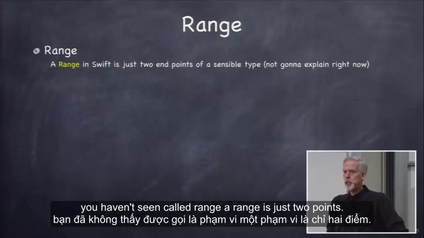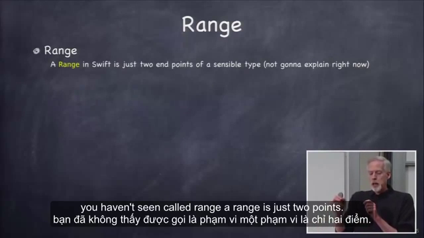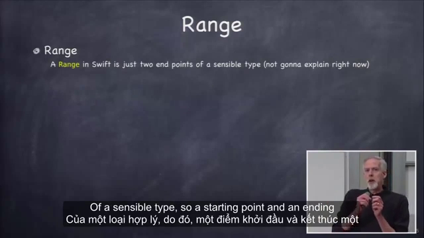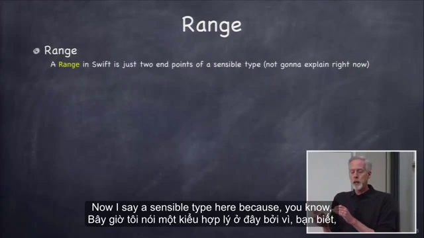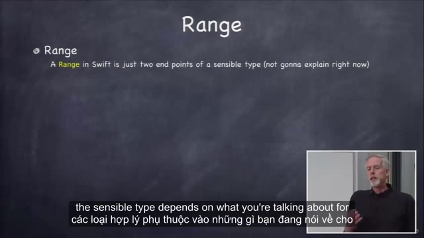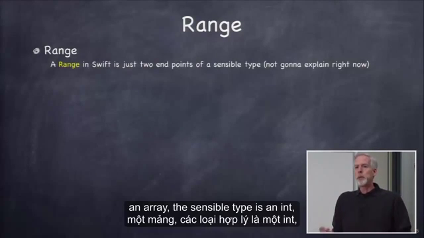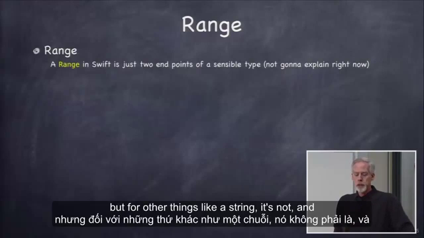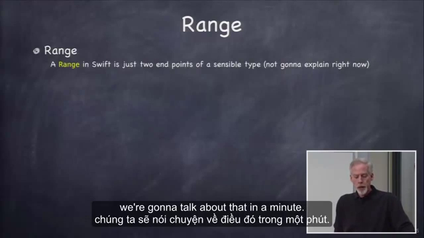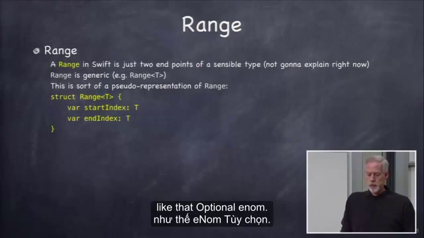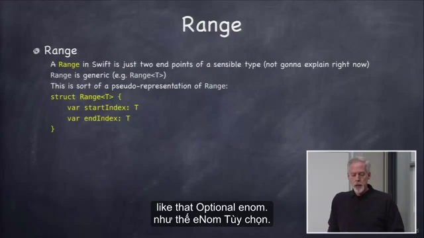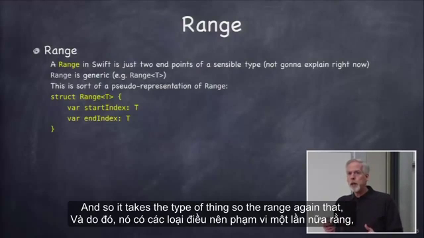A range is just 2 points of a sensible type. So a starting point and an ending point. It's exactly what you would think a range would be. Now I say a sensible type here because the sensible type depends on what you're talking about. For an array, the sensible type is an int, but for other things like a string, it's not. And we're going to talk about that in a minute. Range is also a generic, just like array or like that optional enum. And so it takes the type of thing.